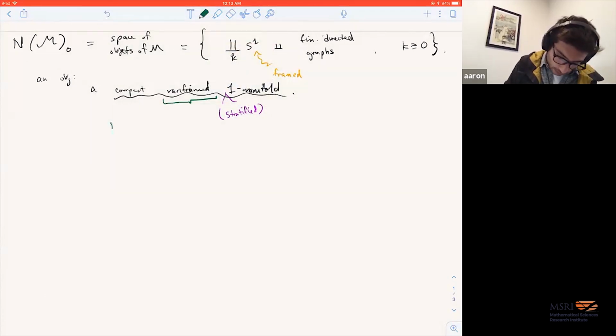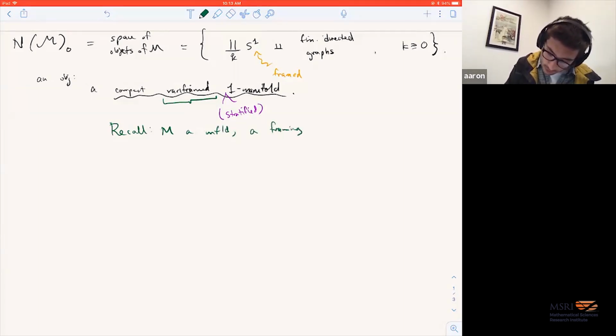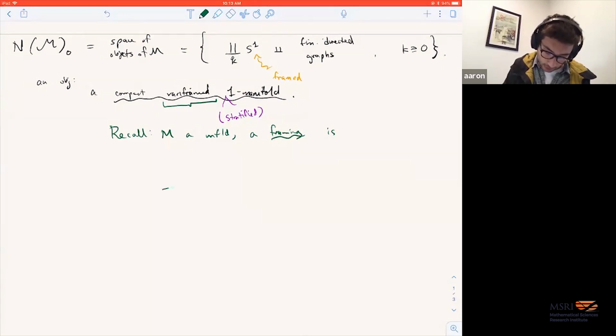So let me first recall, if I have a manifold M, a framing of M is the following data. M is a manifold, in particular a topological space, and I can look at its fundamental infinity groupoid. And M carries a canonical vector bundle called its tangent bundle.